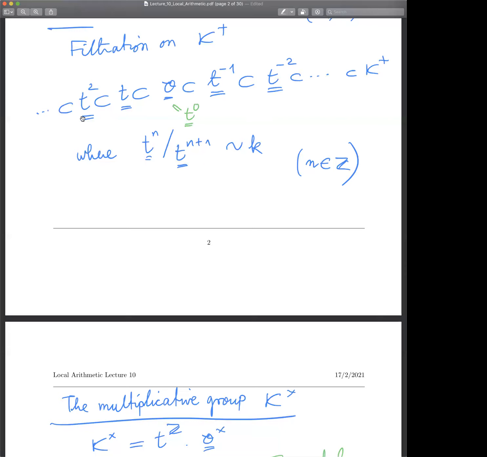And what are the successive quotients of this filtration on K plus? At each stage, T to the n modulo T to the n plus 1 can be seen to be isomorphic to K. If n is equal to 0, then it is actually equal to K. For n different from 0, you might have to make some choice, choice of a uniformizer or something, but you can always get an isomorphism of these groups.